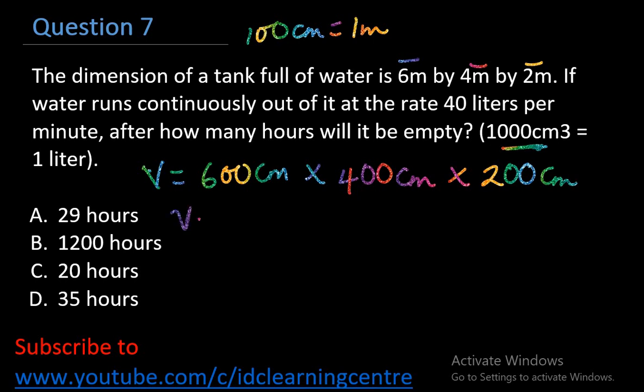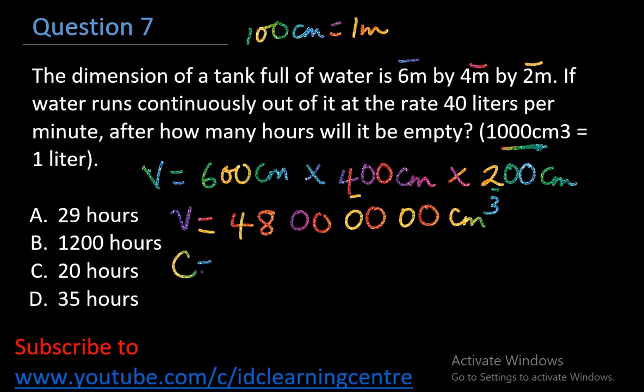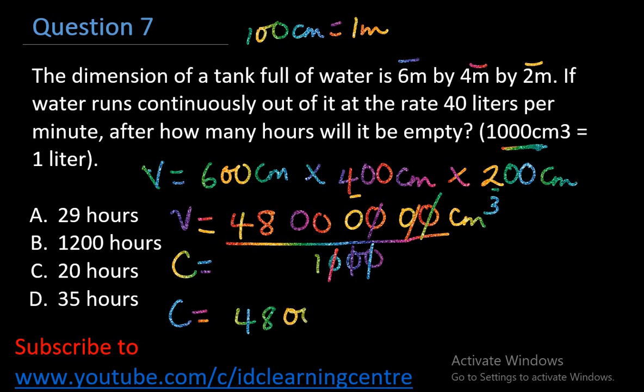So the volume will be 2 times 4 is 8. 8 times 6 is 48. How many zeros do you have? 1, 2, 3, 4, 5, 6 centimeter cube. This is the volume. To change this to capacity, like to have it in liters, you divide this value by 1000. 1000 has 3 zeros. So 1, 2, 3 cancels 1, 2, 3. So the capacity will be 48,000 liters.